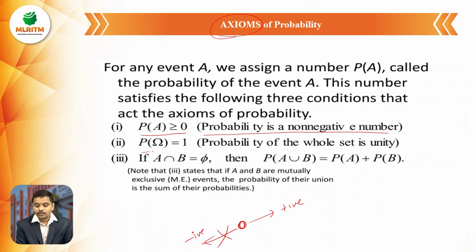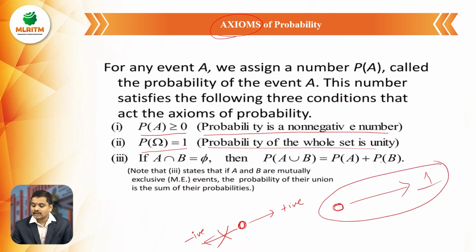And coming to the second, P of the whole sample space is equal to 1. That means the probability of all the events that can occur in an experiment, the whole set, is unity. It doesn't exceed 1. The first axiom says it should be non-negative, and the second says the highest value of the probability is 1. So the probability lies between 0 and 1 only, not more than 1 and not less than 0.